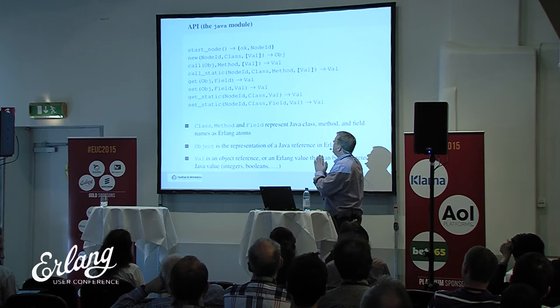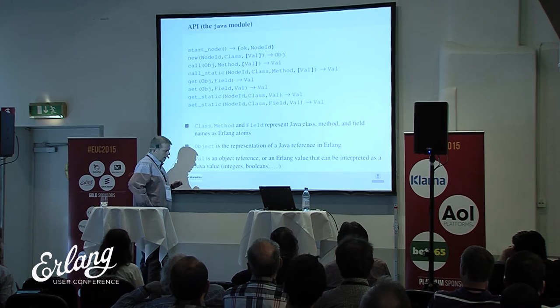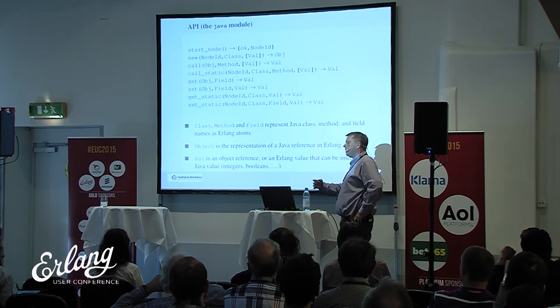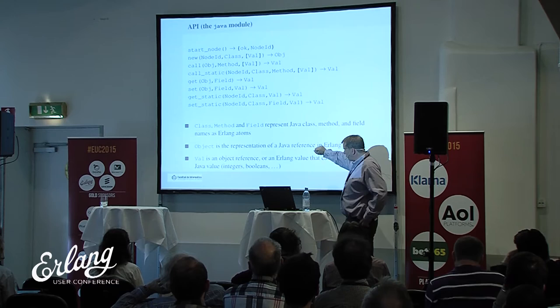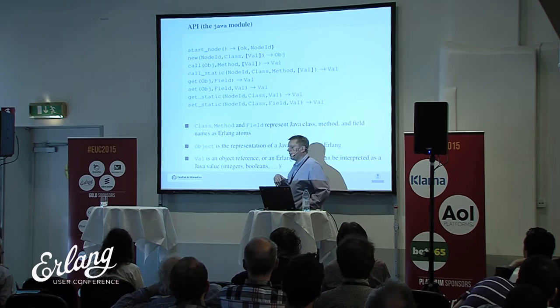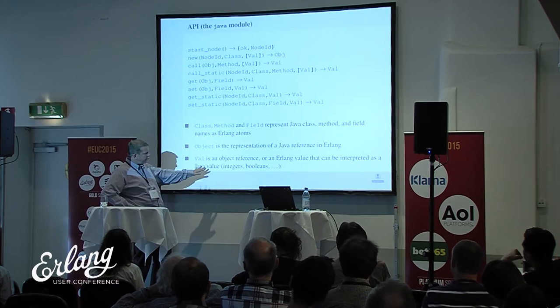Okay, so the API for the Java module, which is the primary module, is the following, more or less. You have already seen it, so I'm not going to talk much about it. I'd like to make a couple of comments. We try to make the job easier. So, for instance, we try to do things like autoboxing, so converting ints to integers or things like that. We try to make sure that the values that you can send along to method calls, to constructors and things like that, can be flexible. So val here could either be the Erlang representation of an object reference in Java, or it can be a basic Erlang value that can be interpreted in some meaningful way as a Java value. So for instance, the integers, the booleans, the atom null, those are things that you can send along as parameters.